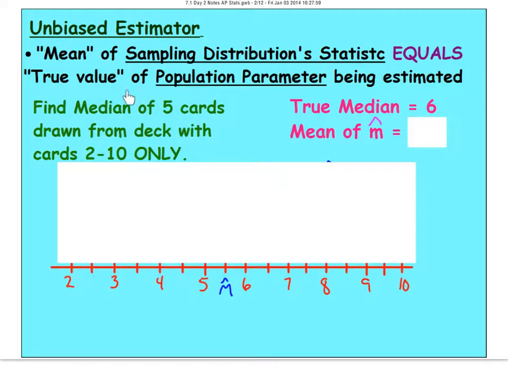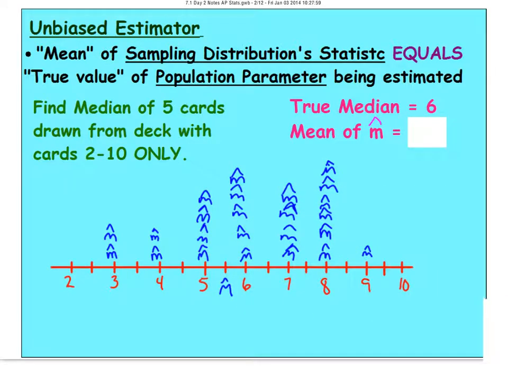So if we do a simulation of 5 cards and record the median, here's what a sampling distribution could look like. And you're going to notice what I did is I used M hats. This number 3, that dot was the median of one sample. This here is the median of another sample, and so forth. So we took many samples from the deck of cards, which was our population, and recorded the median. Well, let's take the mean of all of these medians and see what we get. If you do that, I get 6.2.